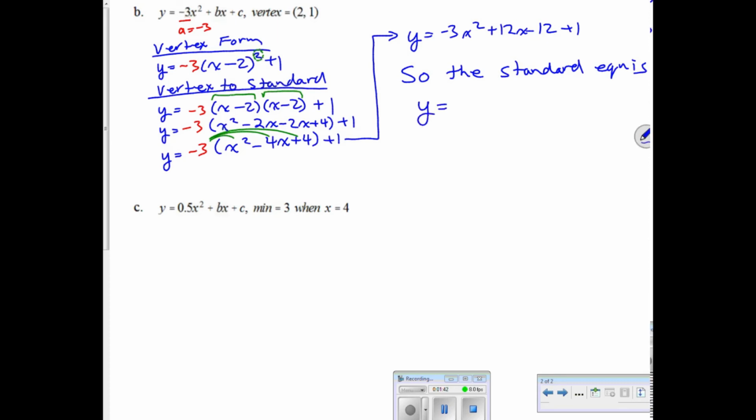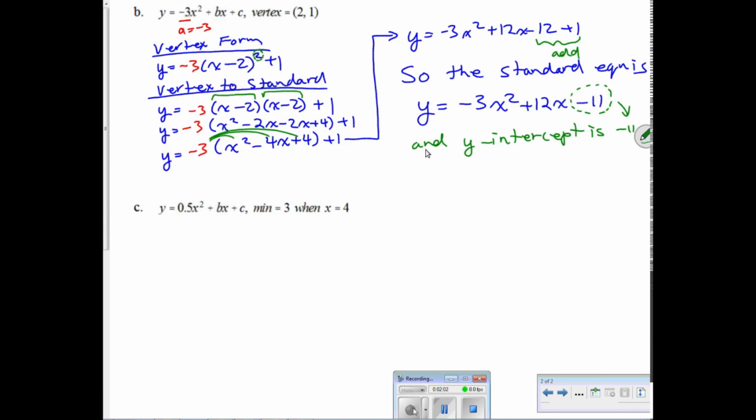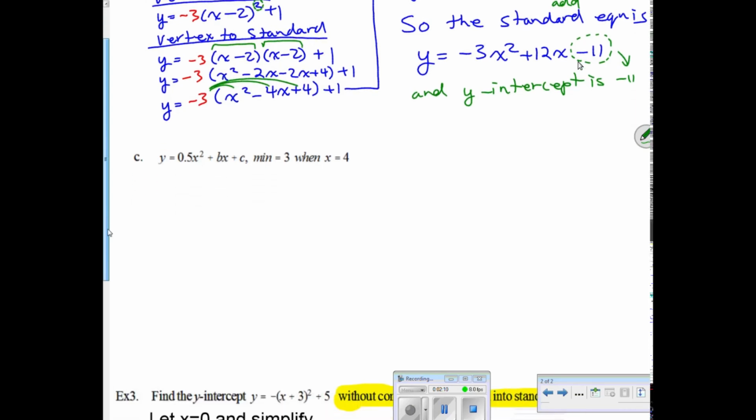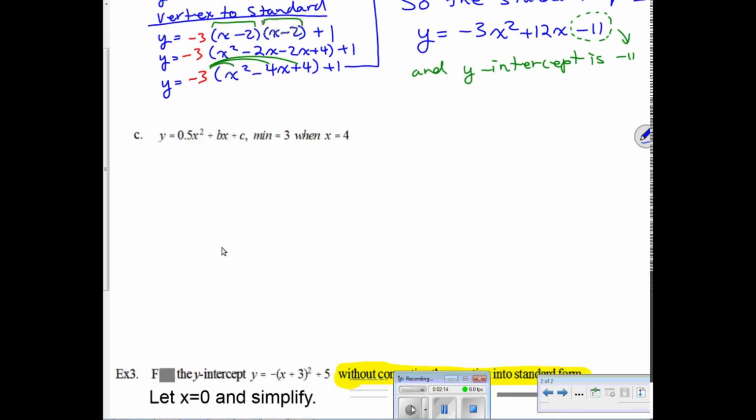So now, the standard equation for this problem is this. Y is equal to negative 3x squared plus 12x, and then, what do we get here? We have to add these two. So we got minus 12 plus 11. So this is called collecting like terms, so we get minus 11. So this tells us the y-intercept is negative 11. And we're done. Now, you could have also said B is 12 and C is negative 11. But we'll only just say that the y-intercept is something.